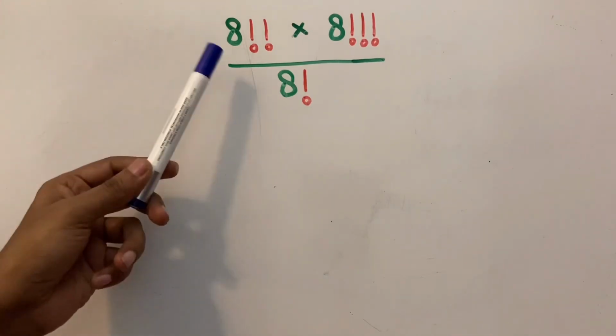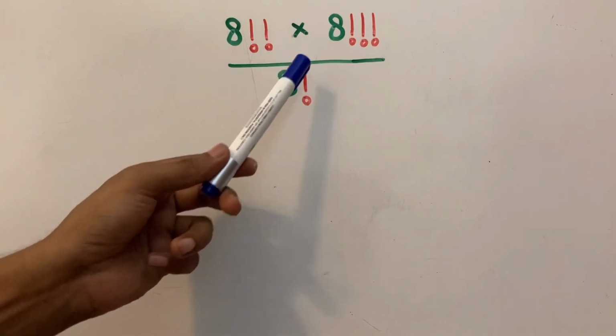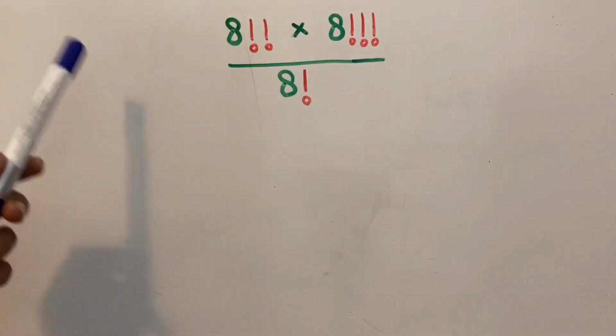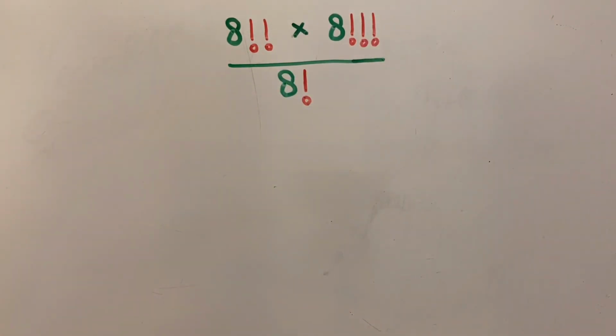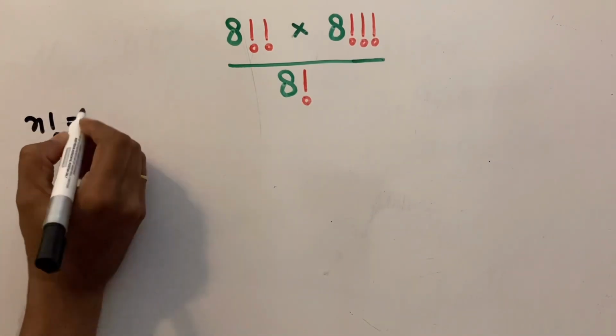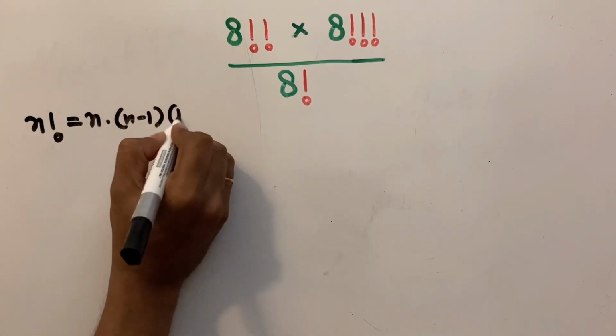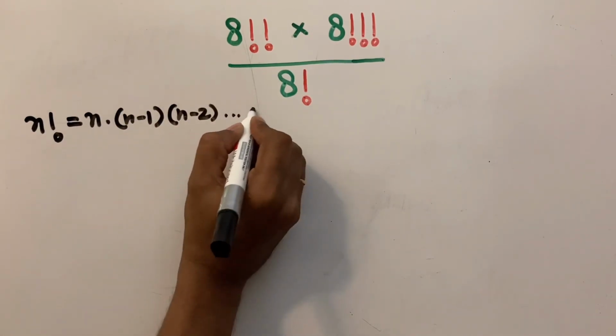In this problem of factorials, we have to find the value of 8 double factorial multiply 8 triple factorial, whole divided by 8 single factorial. As we know that n single factorial is equals to n multiply n minus 1 multiply n minus 2 up to 1.